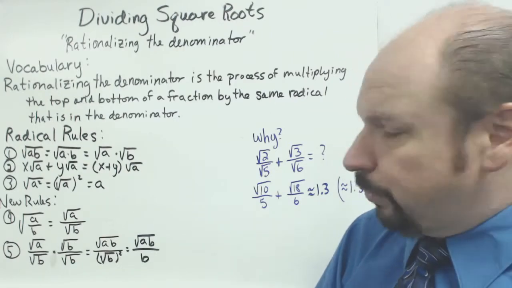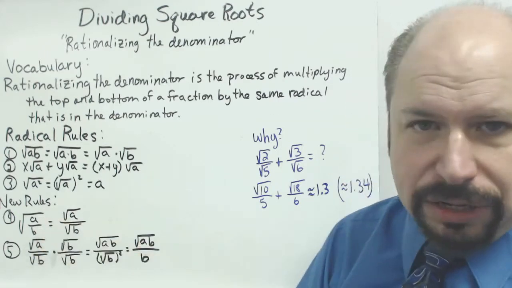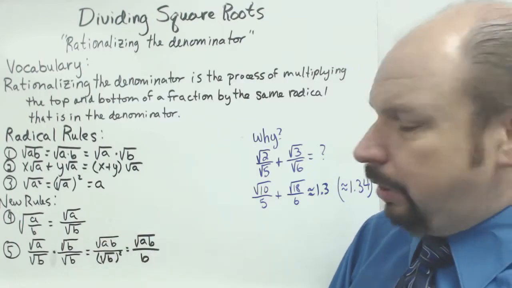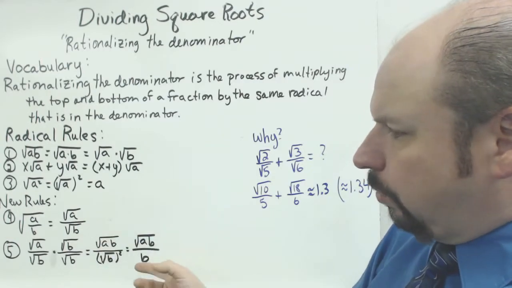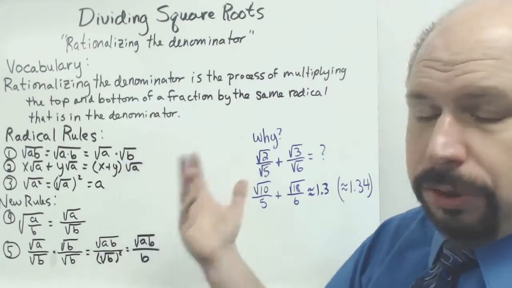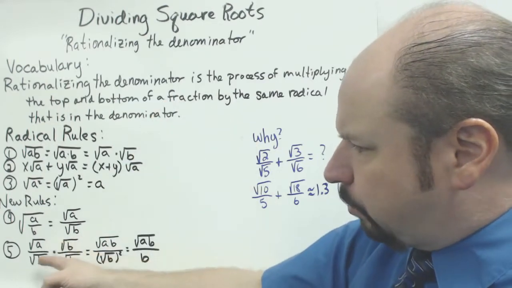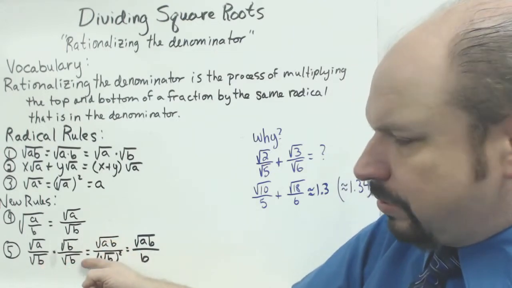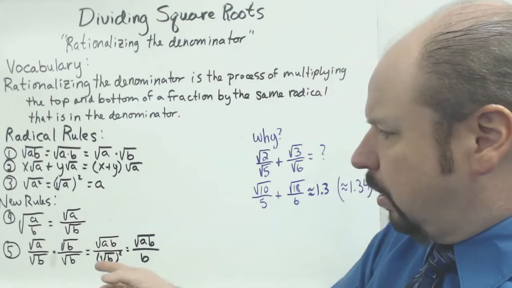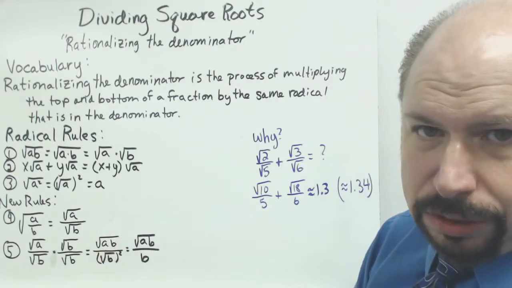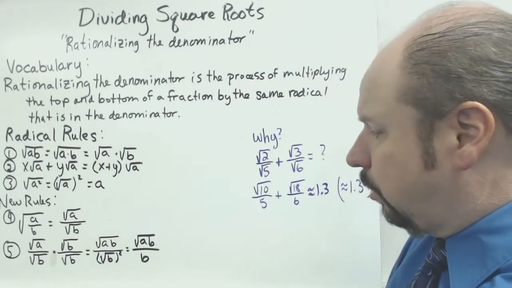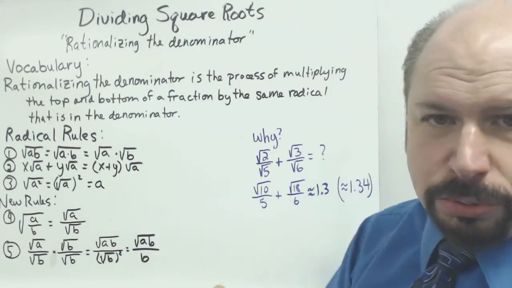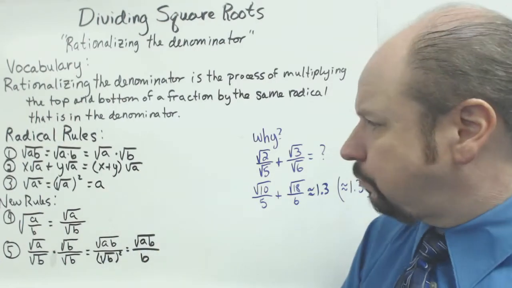Now for our new rule for today. The square root of a divided by b is the same as the square root of a divided by the square root of b. This rule has to do with rationalizing the denominator. If we want to get rid of the radical in the denominator, we multiply top and bottom by the square root of b. So we get the square root of ab divided by the square root of b squared, which, just like what we talked about earlier, is just b. So we get the square root of ab divided by b.